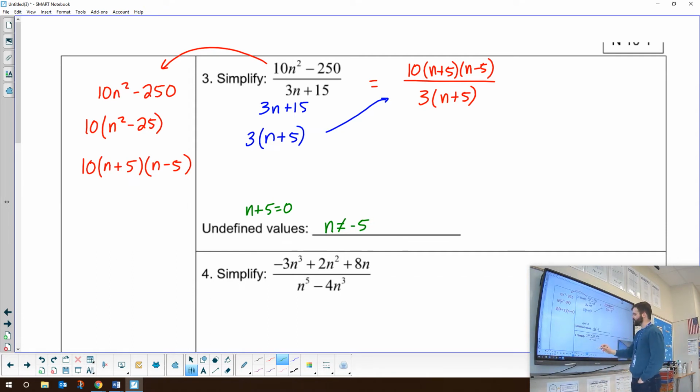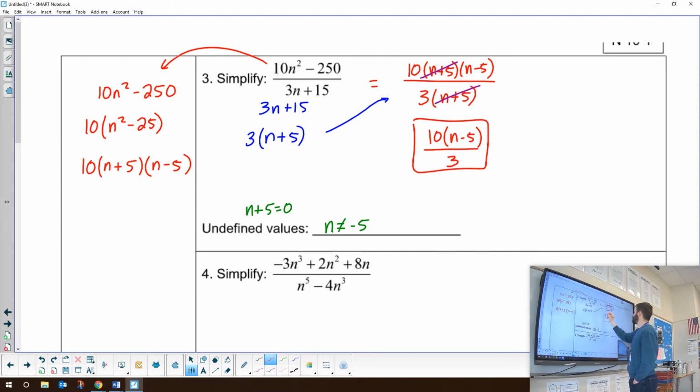Now, we check and see if we can simplify by reducing, and n plus 5 can cancel out with this n plus 5 on top. 10 and 3, those don't really reduce at all, so my answer is just going to be 10 times n minus 5 over 3. Can't simplify it any more past that.